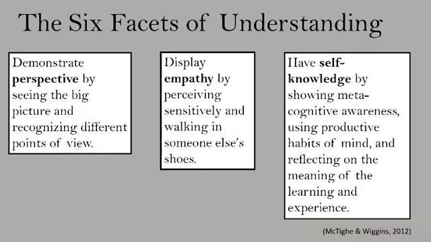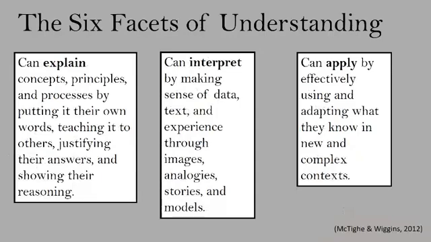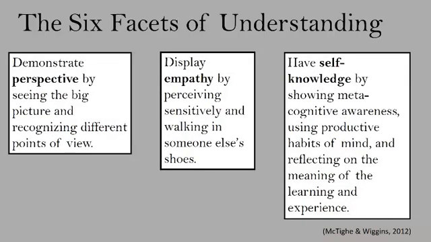Again, you've got demonstrating perspective by seeing the big picture, being empathetic, having self-knowledge. So these would be the upper level or the higher order thinking skills that we see with Bloom's. Whereas the explain, interpret, and apply, those are going to be your bottom or lower order thinking skills. So it really does align very well. 6 facets of understanding. There are 6 levels of Bloom's hierarchy of cognitive function. So you can see where that starts to align fairly well.